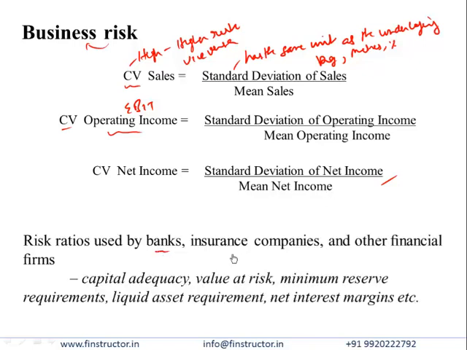So these ratios tell us about the risk in the business and are also important calculations that go into financial analysis. Banks, insurance companies, and other financial firms use more specific risk ratios. For example, the capital adequacy ratio, which puts a limit on how much equity the bank must have invested at any point in time, the value at risk, the minimum reserve requirements for the amount of loans that the bank has given, the minimum liquid assets that the bank should carry at any point in time, the net interest margin that the operations of the bank are making, etc. So we don't have to go into the details of these ratios, but know that there are more specific risk ratios that different industries can sometimes use.